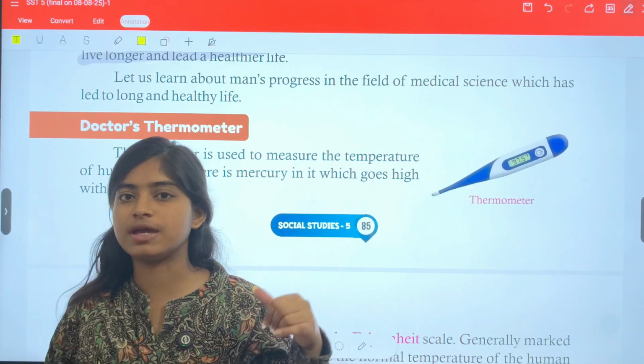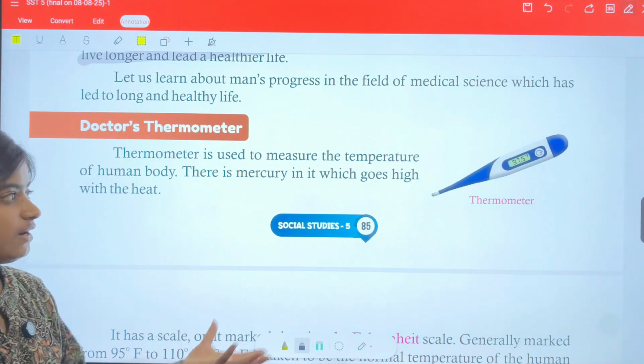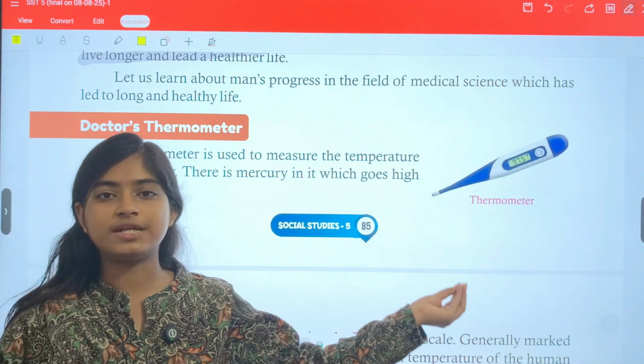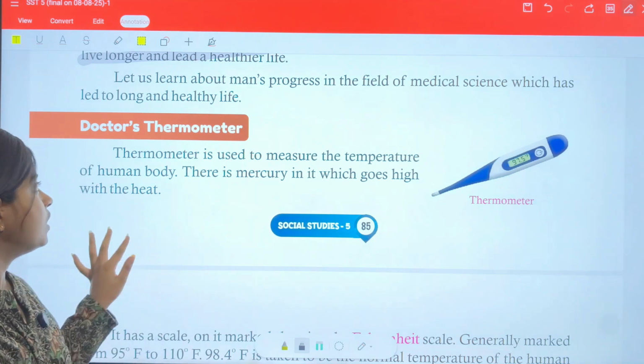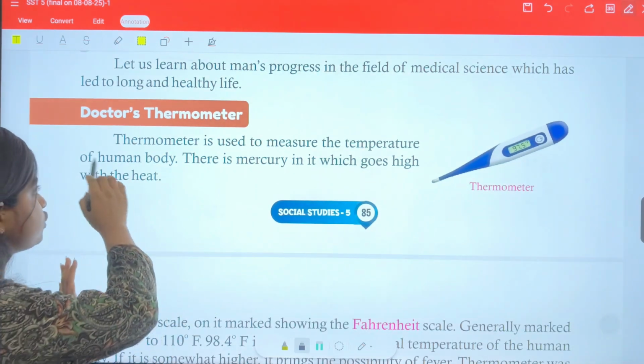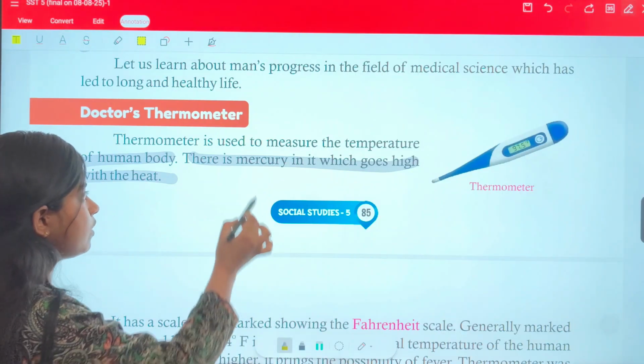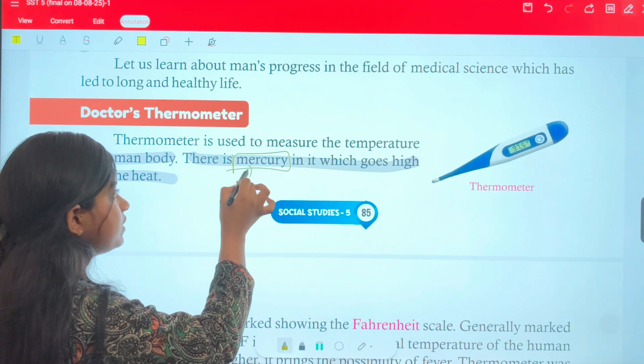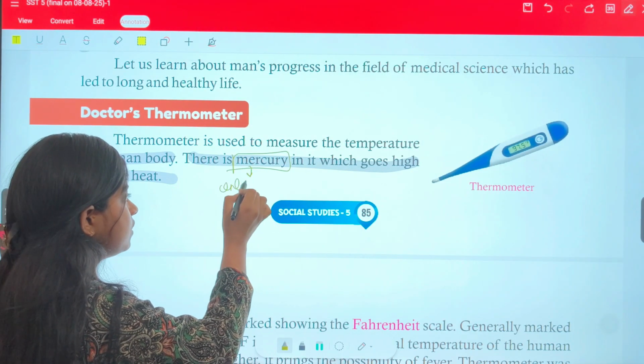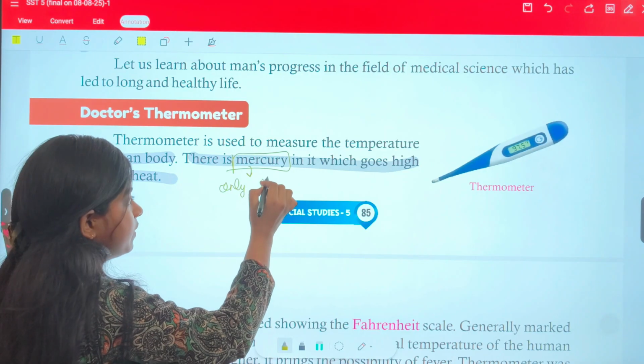So the first invention is the thermometer. The thermometer is very widely used to measure the temperature of the human body. There is mercury which goes higher with the heat. Let me tell you that mercury is a metal. It is the only liquid metal.